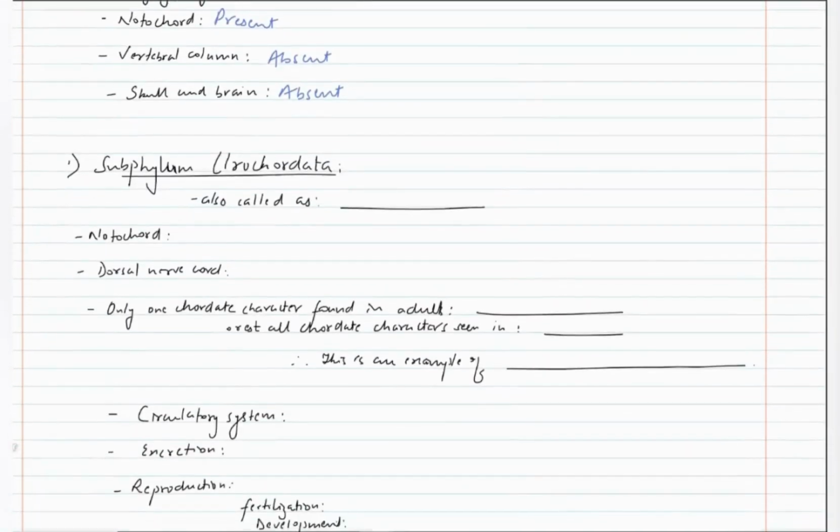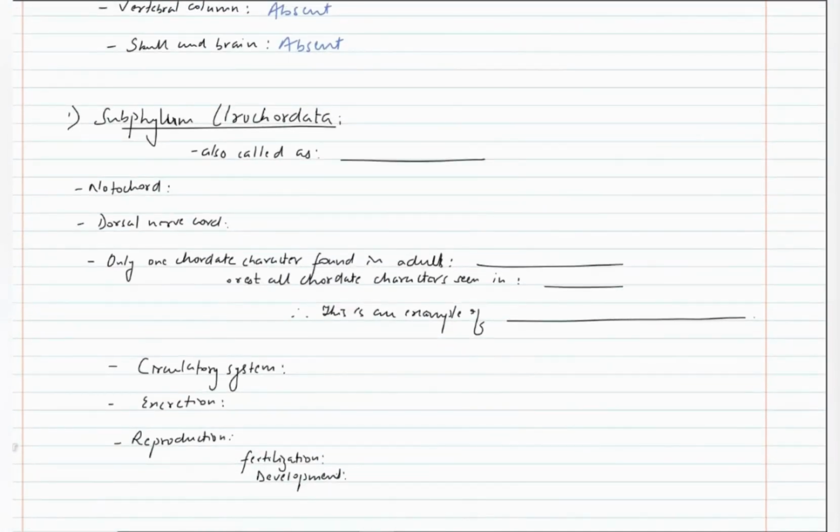Now moving on to subphylum Urochordata. Urochordata is also called as Tunicata. Urochordata is also known as Tunicata due to the presence of tunic, which is present as the outer covering of the body, which is why they are known as Tunicata.